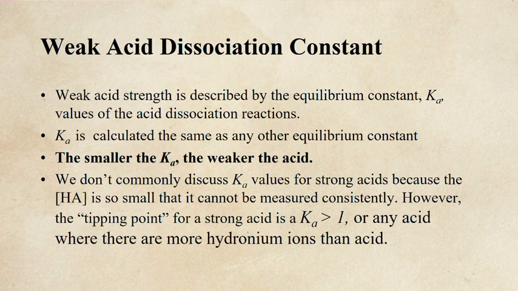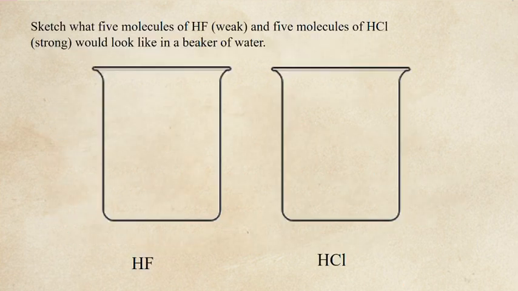We won't often discuss Ka values for strong acids because their concentration of intact acid is really small, and the measurements on it are going to be fuzzy. They do have Ka values, even accepted Ka values in the chemistry world, but we won't use them in this course. We'll consider them to be not relevant. You may see them discussed in an anecdote question, but it's not going to be something you're looking for. The tipping point for things that tend to be considered a strong acid are things that have a Ka greater than 1, or any acid system where there's more hydrogen or hydronium ions than intact acid.